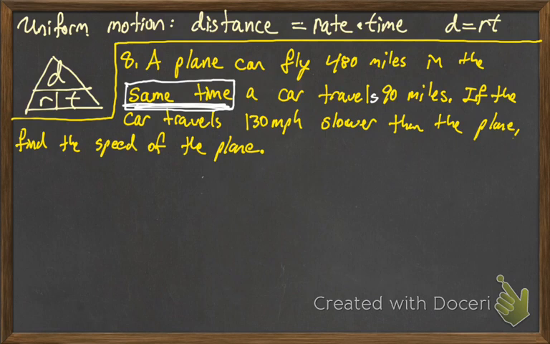So if we're taking our little triangle here, we can cover up time. And so we're looking at plane distance over plane rate, and that's going to be the same as the car distance over the car rate, or car speed. Okay, so plane time is equal to car time.